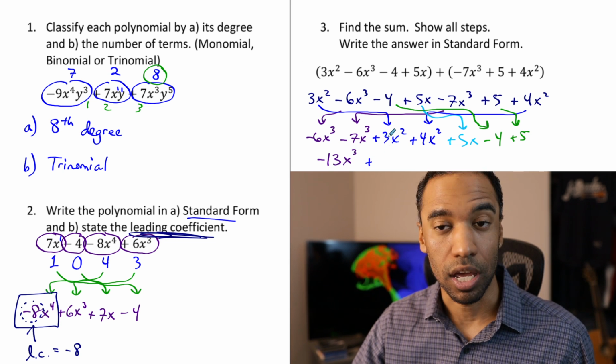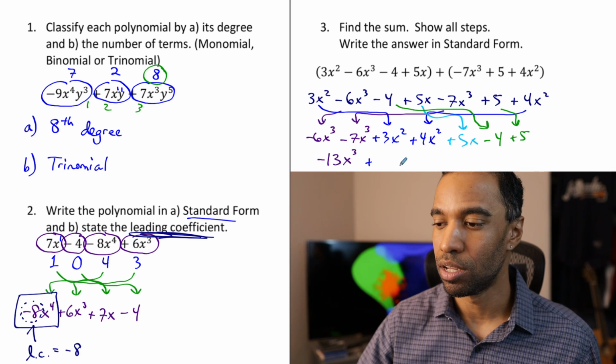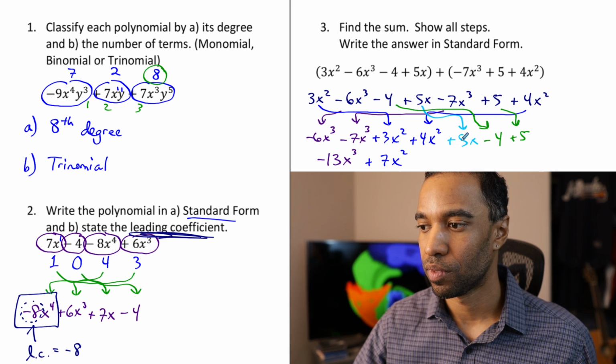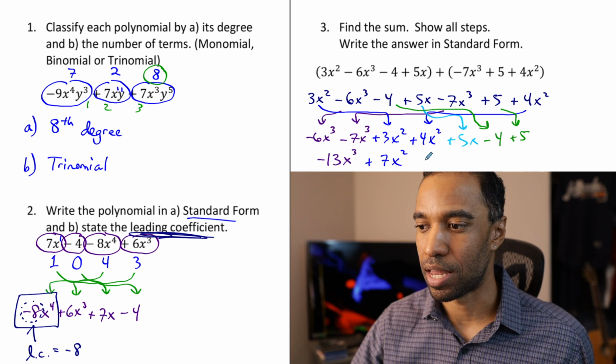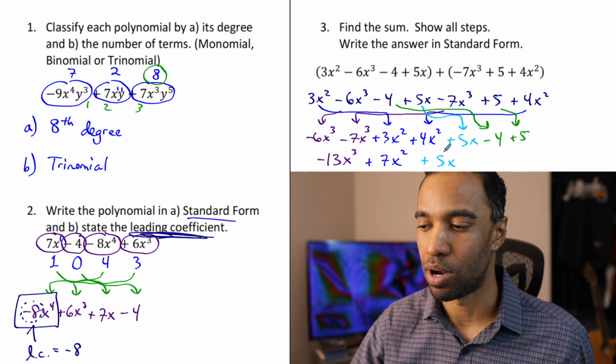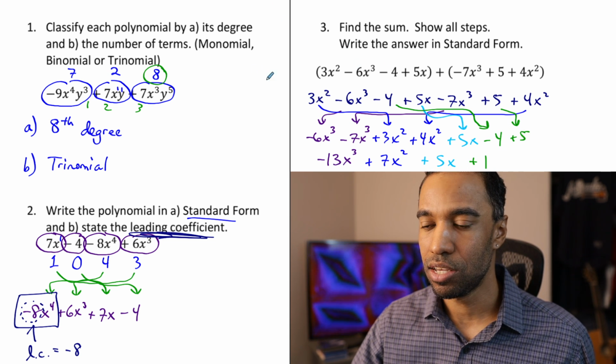Plus, well, not always a plus, but 3 plus 4 is 7. So this will be plus 7x squared. They'll stay as x squareds there. Plus 5x, that didn't combine with anything in the end. And then negative 4 plus 5 is a positive 1. So then I'm going to get plus 1. And that is the final result.